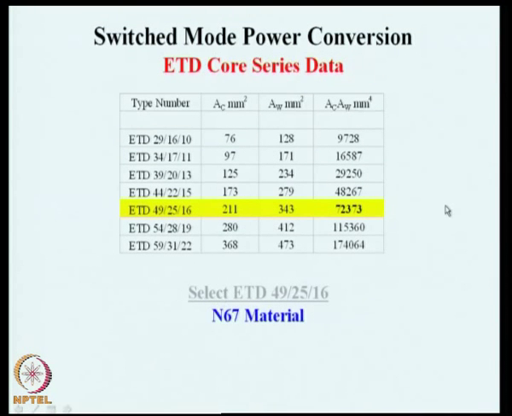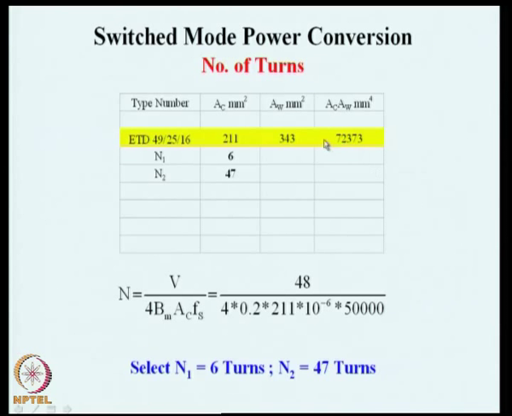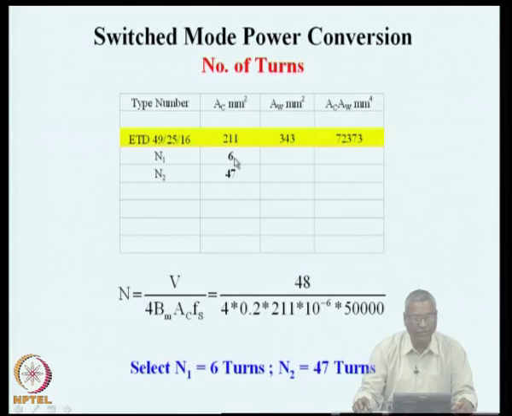In this particular design we have selected N67 material. The next part in the design is to find out the number of turns. Number of turns is very easy to calculate. It is related to voltage divided by 4 Bm AC fs. We know now the area of cross section for the selected core, which is 211 millimeter square, and Bm is 0.2 Tesla or 200 millitesla. All other quantities, 50,000 is the frequency. So, the number of turns for the primary, when you put 48 volts, is 6 turns, and when this is replaced by 400 volts, that will give you the secondary turns, which is 47 turns.